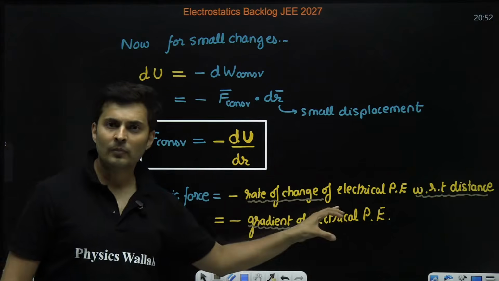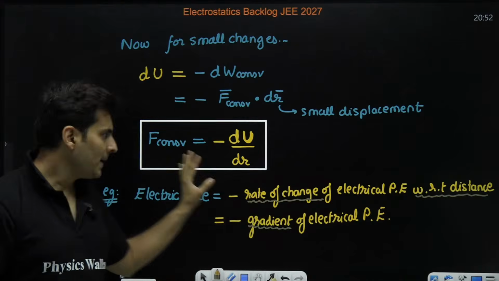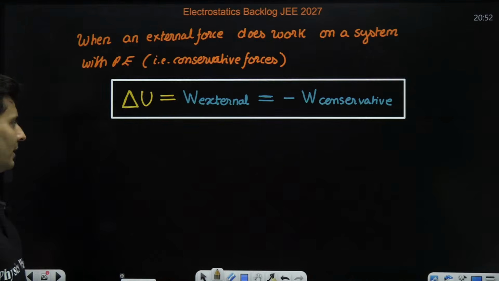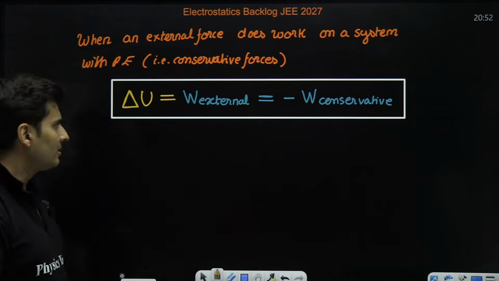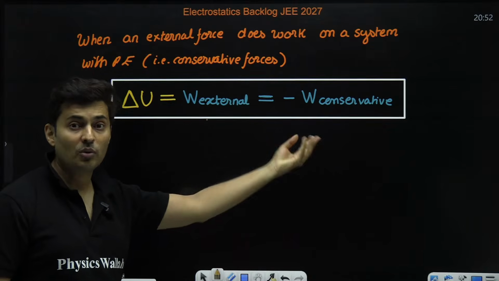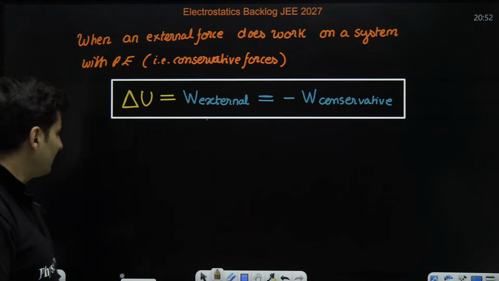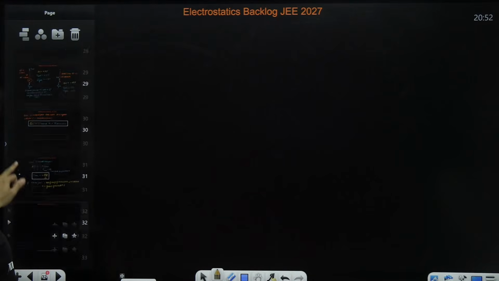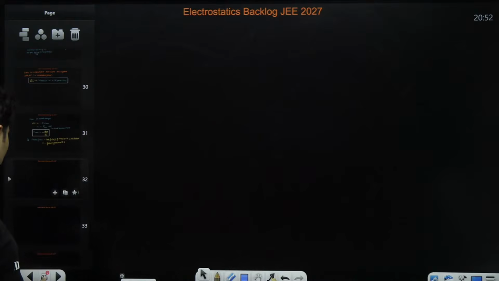Is that clear how this has come? How electric force is the rate of change of potential energy with respect to distance, and delta U is external work done, which is also negative of work done by conservative force. So let's take some examples to understand this.